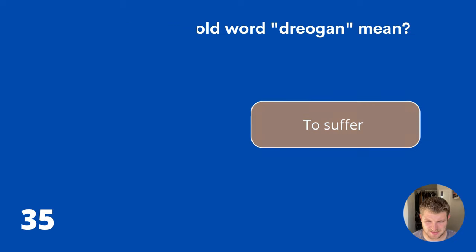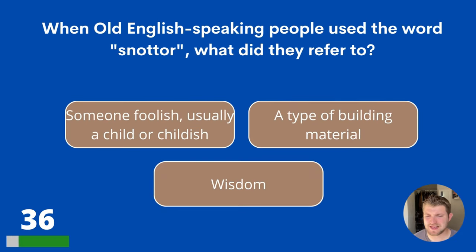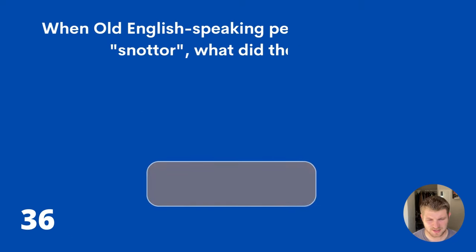Question 36. When Old English-speaking people used the word snotter, what did they refer to? Someone foolish, usually a child or childish, a type of building material, or wisdom? The answer is wisdom.